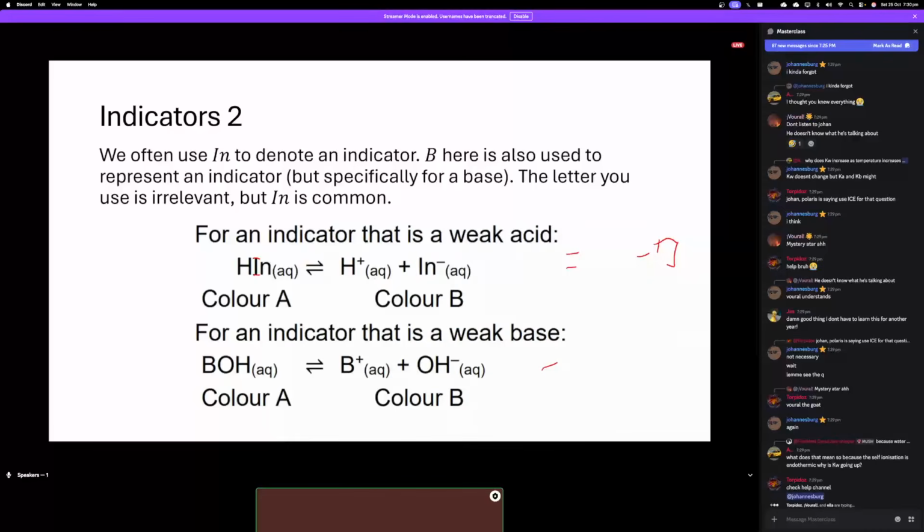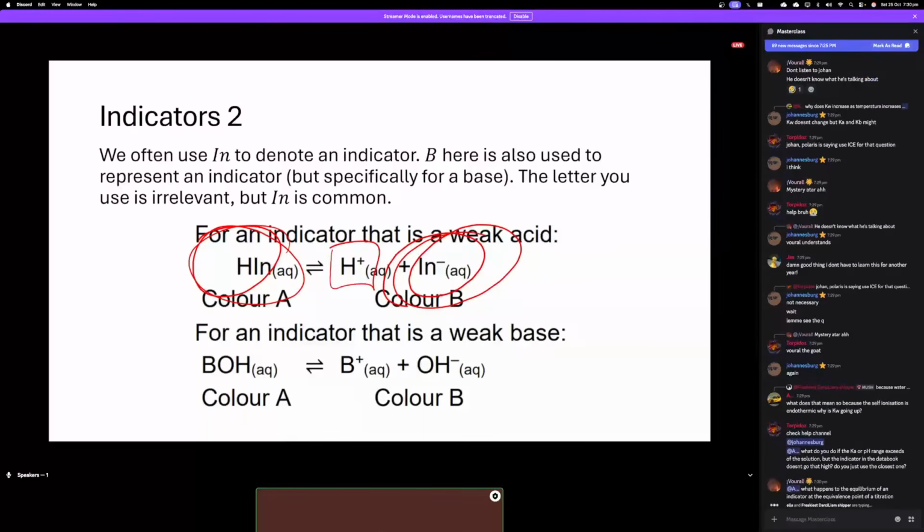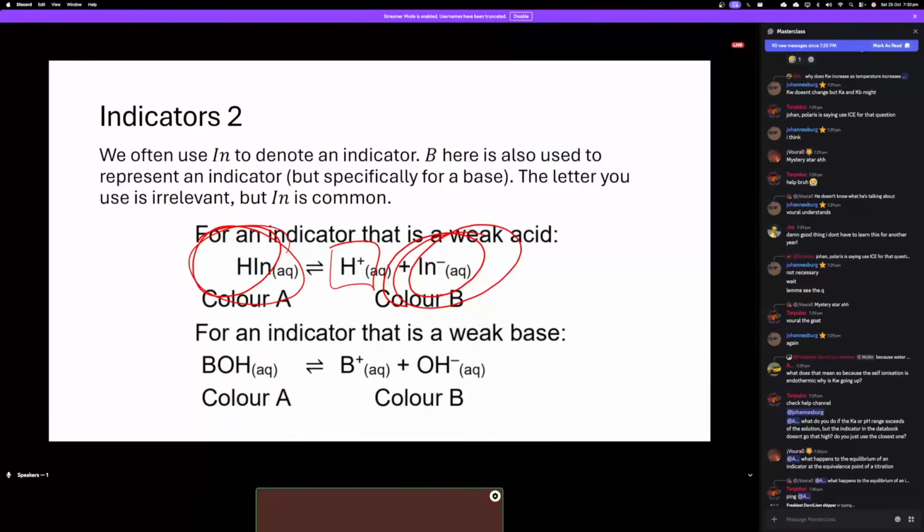The point of an indicator is it will either have a lot of this or a lot of this, depending on how much H plus we have. And that is with LCP. I didn't use the word LCP every time. What do you do if the Ka or pH range of the indicator in the data book doesn't go that high? Yeah, just use the closest one.